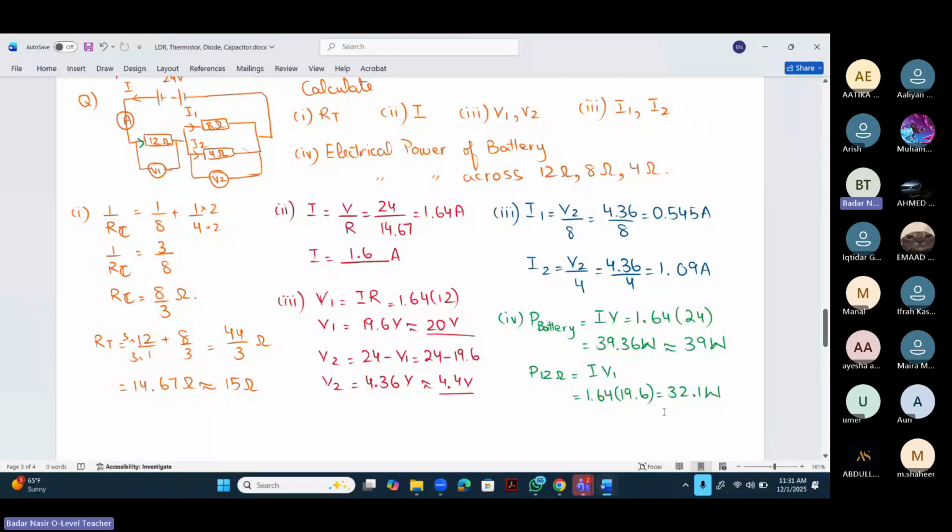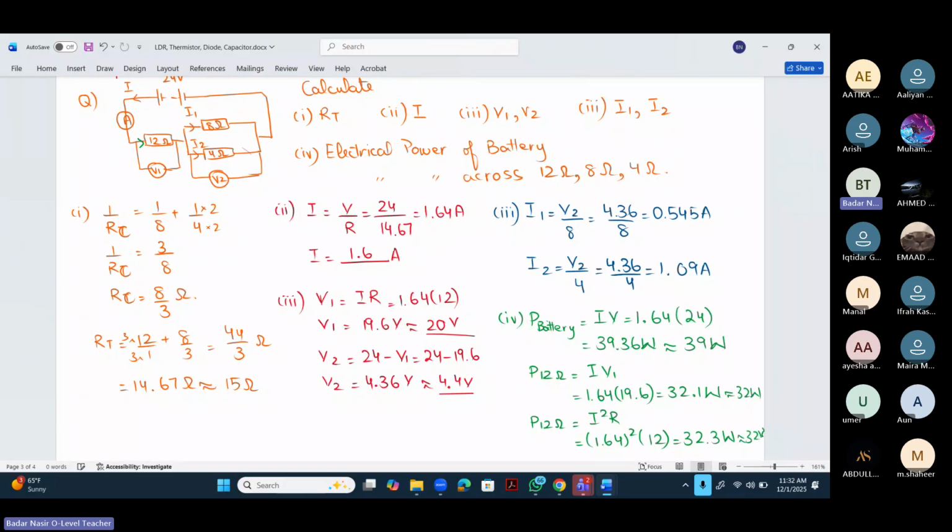Okay, you can use the other formula as well, that is P equals I square R. The current flowing through the 12 ohm is 1.64 square and the resistance is 12. If you use this formula as well, you'll get the same value, which is 32.3. Now we have to round off the answer to two significant figures. So if you round off these values, they both are equal to 32 watt.